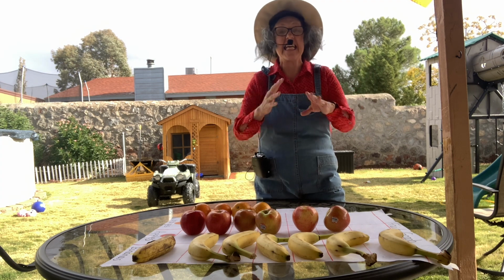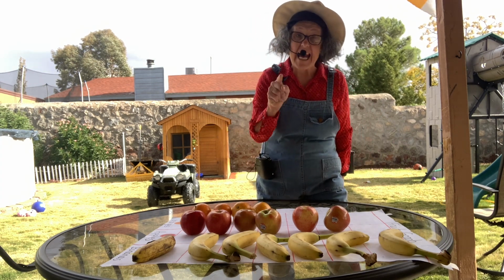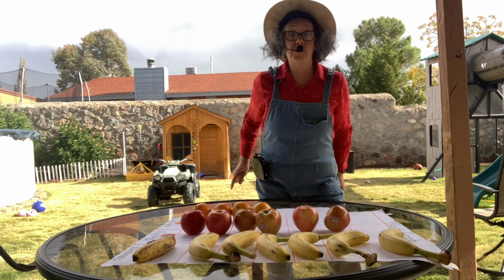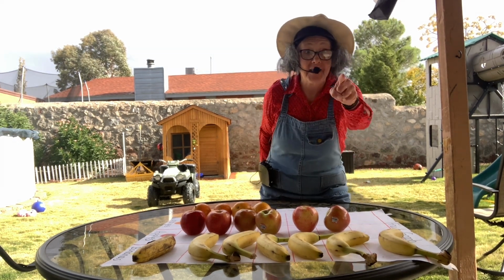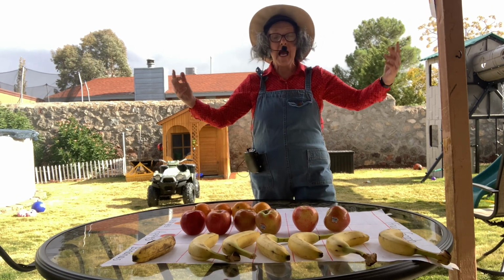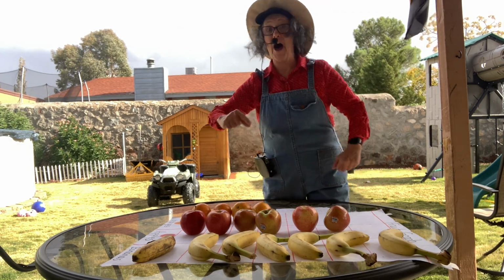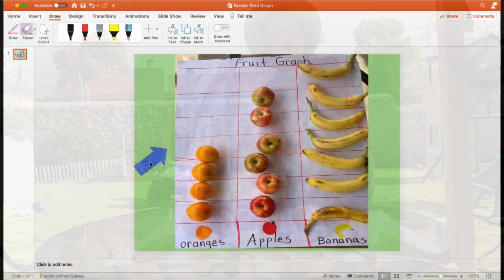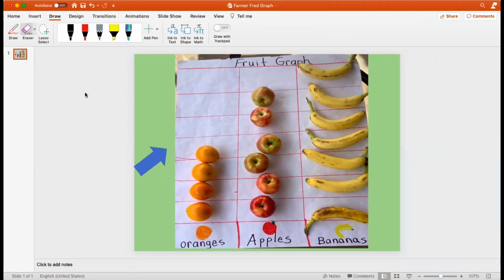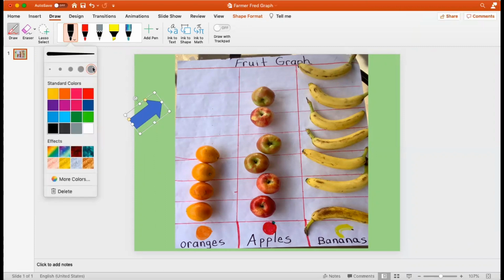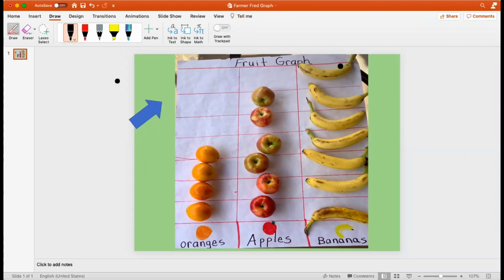Now I need to get exact amounts of each kind of fruit. So do you know what I have to do? That's right, I have to count. I have to count to get the amount. I'll start with the bananas since I have more bananas. 1, 2, 3, 4, 5, 6, 7. There are 7 bananas. I'll write the number 7 right here.